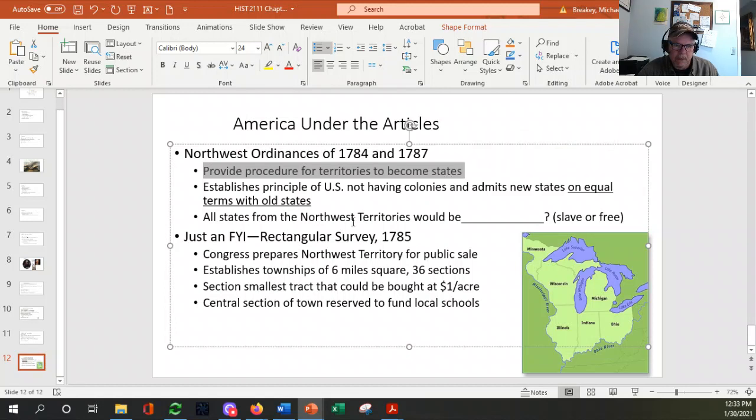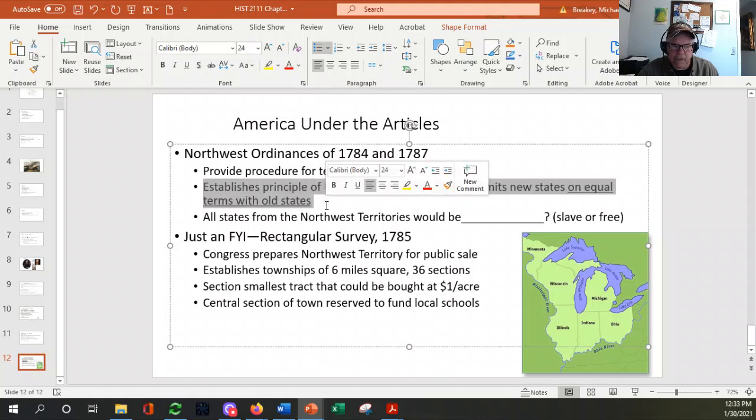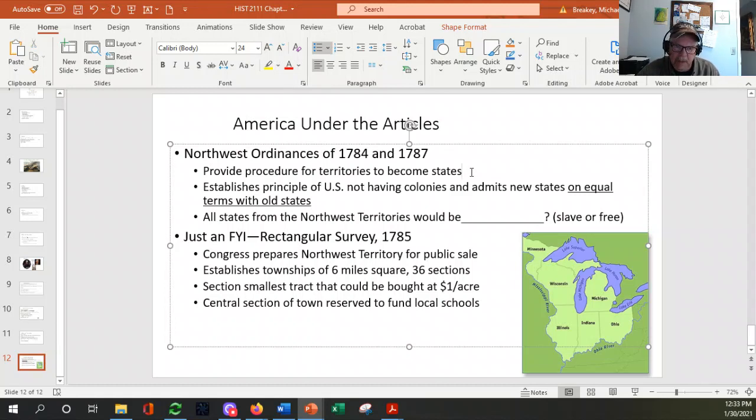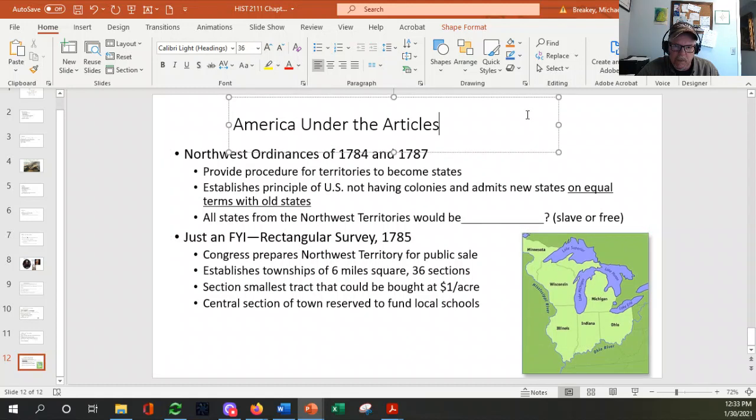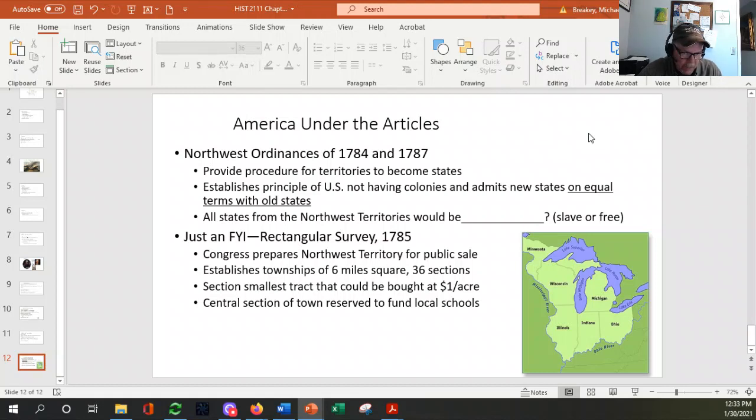It's a template. It says that you can come in, and here's how you do it, and you're going to come in at the same level of the original 13 states. So it's a way for new states to petition and then enter the Union. And they enter at the same level as the original colony/states. The other piece, in the fill in the blank, and we did this in class, but it was toward the end, all the territories associated with the Northwest Ordinances will now be free states, no slavery allowed. And that's going to set kind of a tone or a precedent as we move forward.